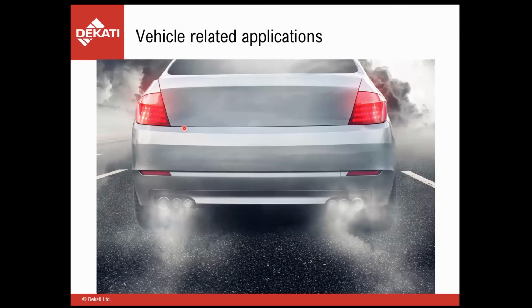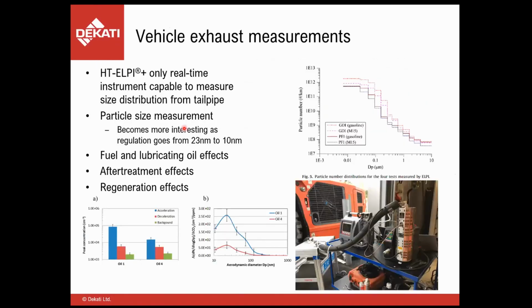Talking about vehicle related applications, of course, typically engine exhaust measurements, we can use, as can be seen here, the high temperature LP+ measuring directly, in this case, out of an exhaust of a mining vehicle. And the reason why nowadays it's beneficial to be able to measure directly is that if you have a new vehicle that fulfills the emissions legislation that is in force currently, the solid particle concentrations are extremely low in the tailpipe. And therefore you would want to avoid dilution as much as possible.